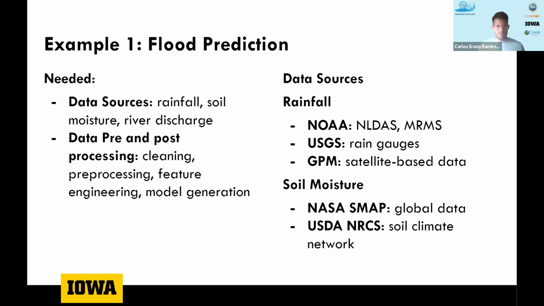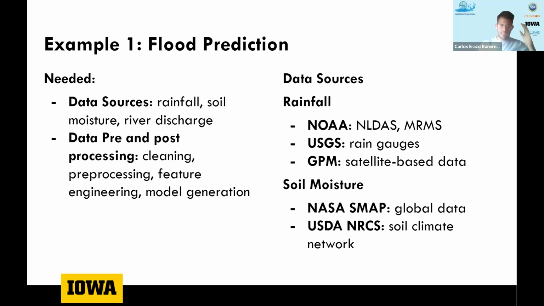The first one is, again, flood prediction. What do I need? I need rainfall, I need soil moisture, I need river discharge, correct? What I need to do with that data is pre- and post-processing, so cleaning, pre-processing, feature engineering, and the model generation.